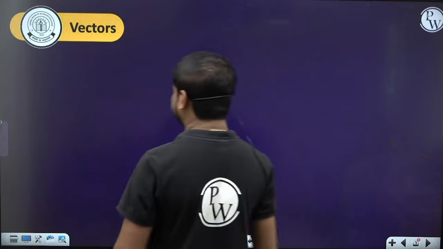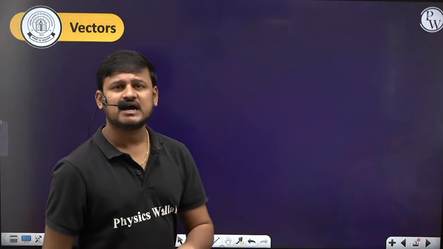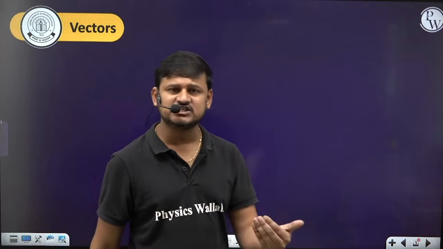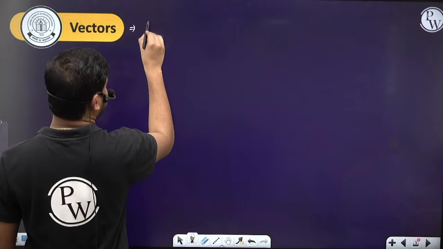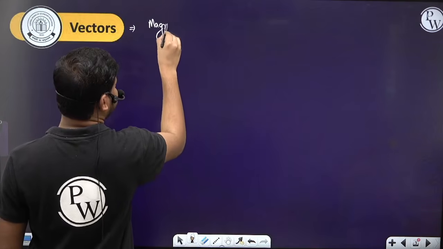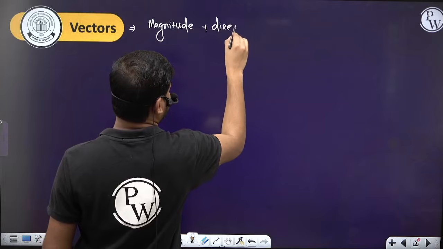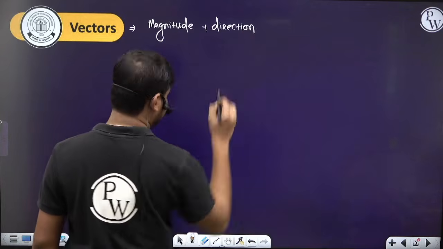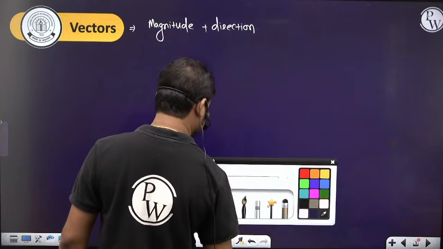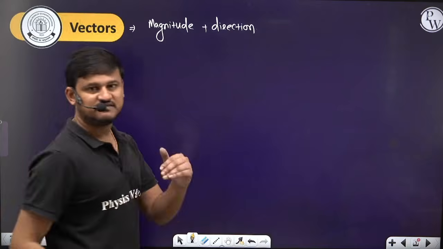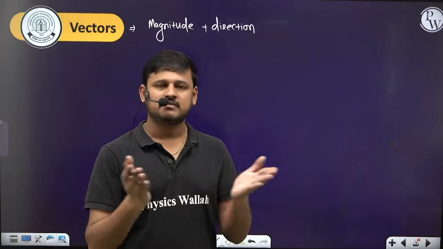Chalo. So first, what are vectors? In class 9th you have studied that a vector is a physical quantity which has magnitude as well as direction. Magnitude plus direction. Now, what is magnitude and what is direction? Magnitude is a value in units, as we have seen in units and measurements. Direction tells in which direction it is. For example, I am going 5 km per hour.